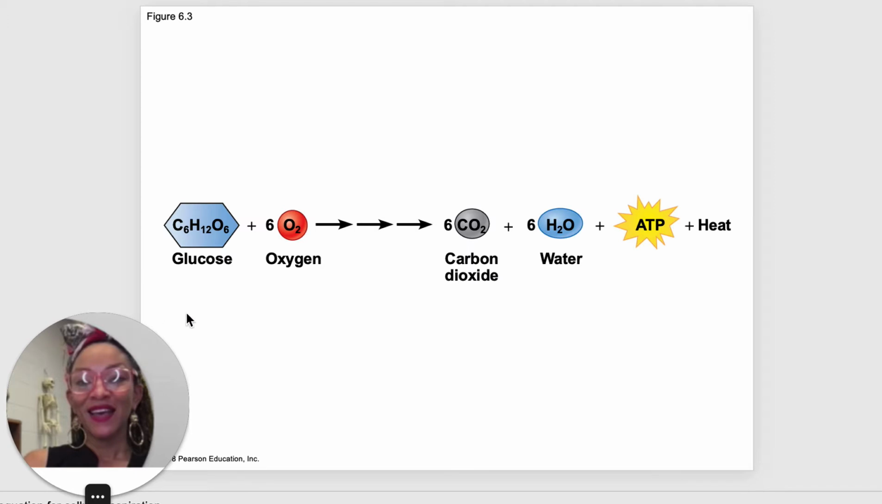All right, so just for example, one more time, here's our sugar. This is our glucose. We have oxygen. At the end of cellular respiration, we then have 6 molecules of carbon dioxide, 6 molecules of water, ATP as energy, and the release of heat from our body systems.